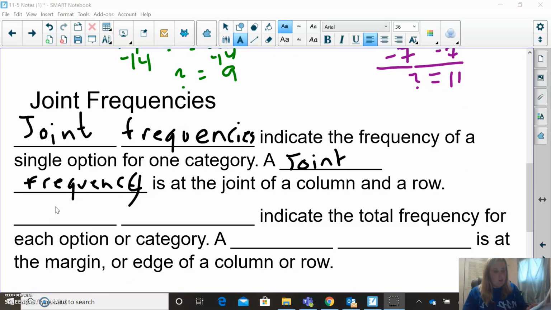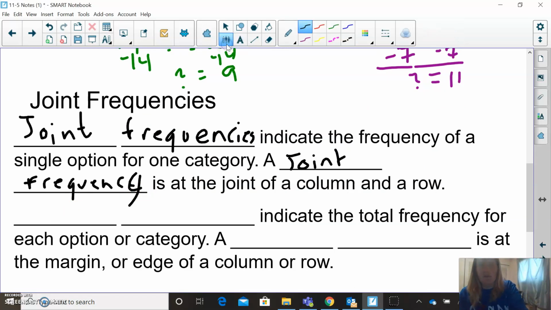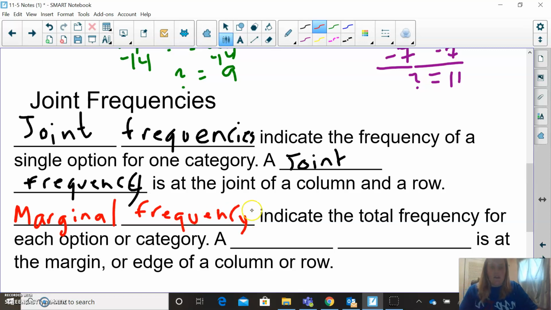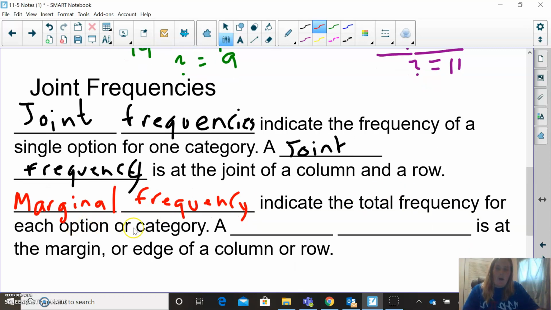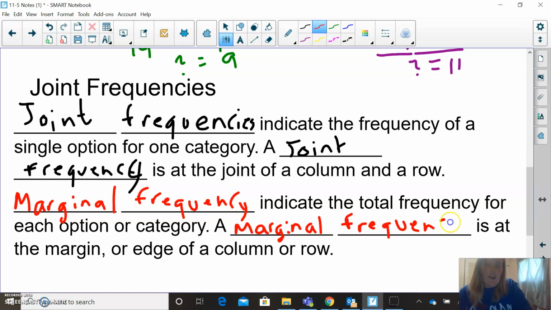So, marginal frequency. Okay, let me write that out. Marginal frequency indicates the total frequency for an option or category. A marginal frequency is at the margin or edge of the column.